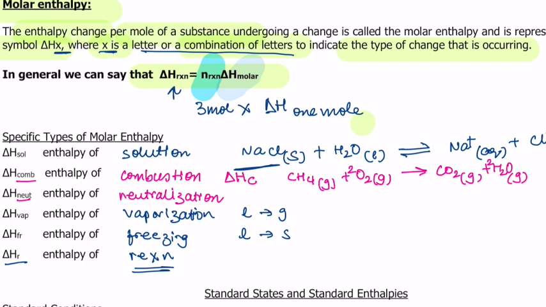So a question on a test could be, you're given an equation and you are asked to identify what kind of enthalpy this is. Or the other way, you could be given the name of an enthalpy, delta H vaporization, and asked to give an example of the kind of chemical change that could be represented by this type of enthalpy.